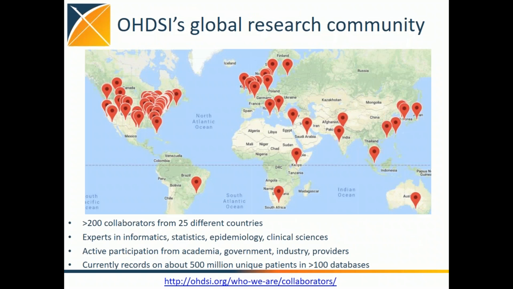Here's our network, 200 researchers from 25 countries, and we currently have 500 million unique patients in our network. So that's electronic health records and claims data all together. That's about 7% of the world population in our federated database where we do research.